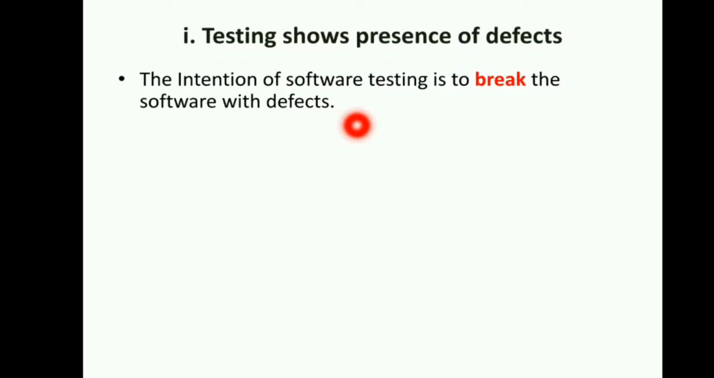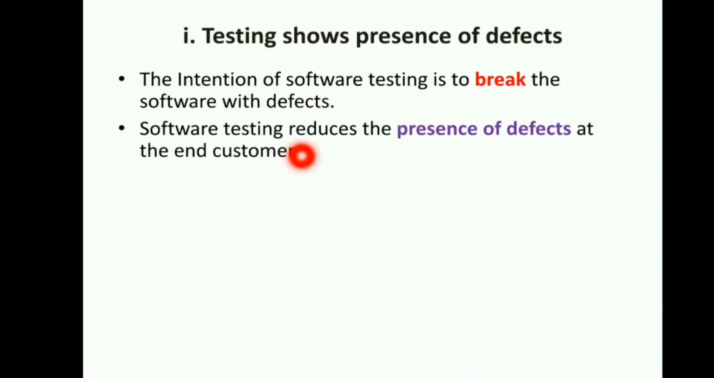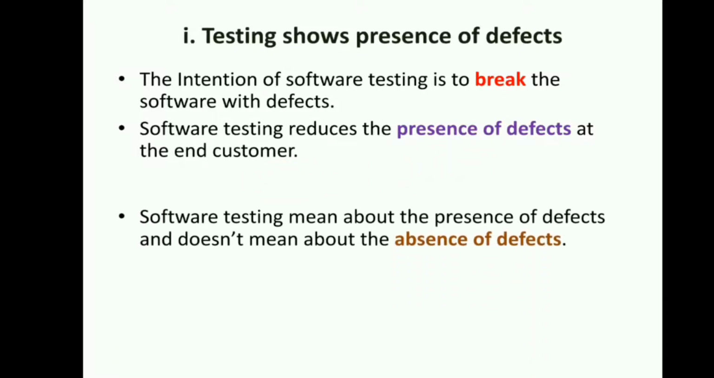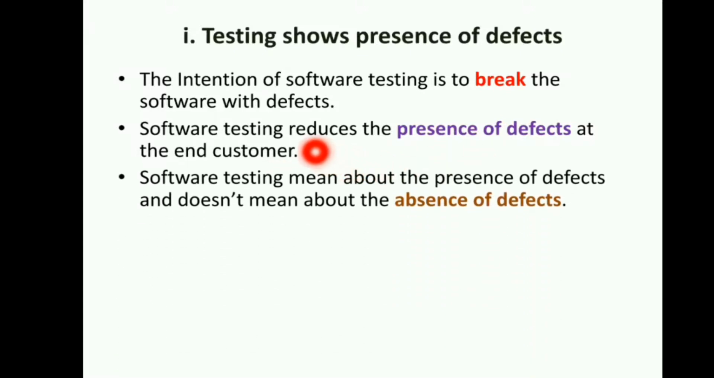The intention of software testing is to break the software with defects. Software testing reduces the presence of defects at the end customer. See, you have to remember this point. It will reduce the presence of defects. It will not remove the defects completely. All right, you have to remember this. So testing never ever removes the defects completely. It will just reduce the number of defects present. This is also one question you can expect.